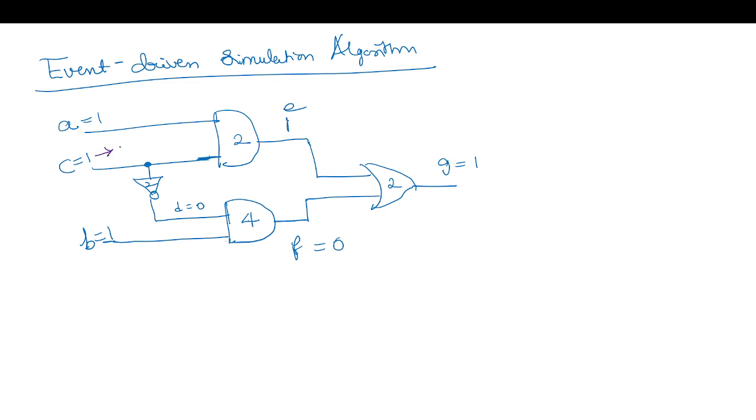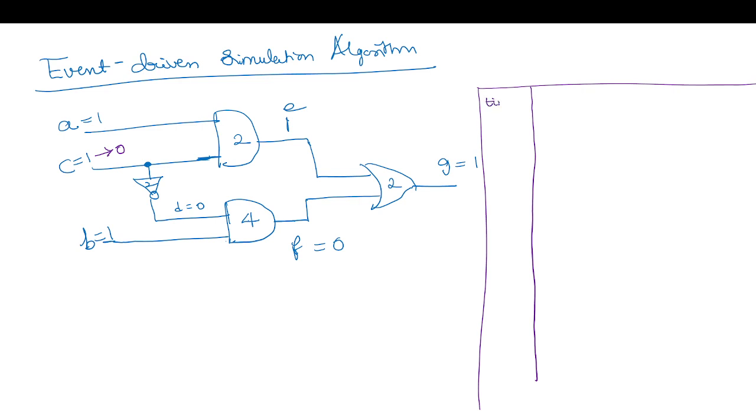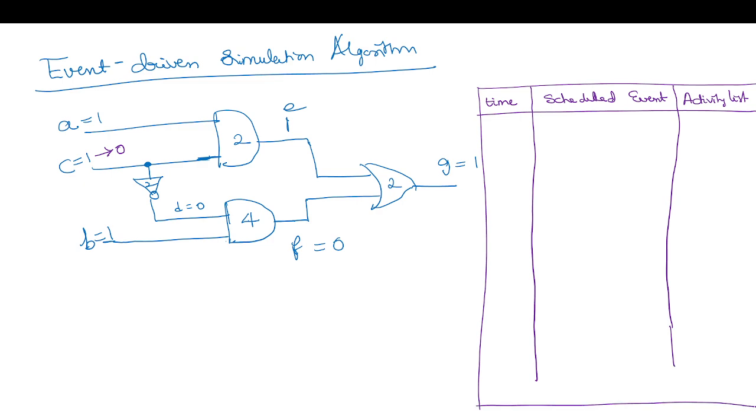Now, if we have an event at C, which is changing from 1 to 0, I can write it here. We need a time scale because we have some delay associated with each gate. And then we need to have a scheduled event and then the activity list. So at the time t equal to 0, we saw that C is changed to 0. This will trigger the event for D and E. Values D and E will change.